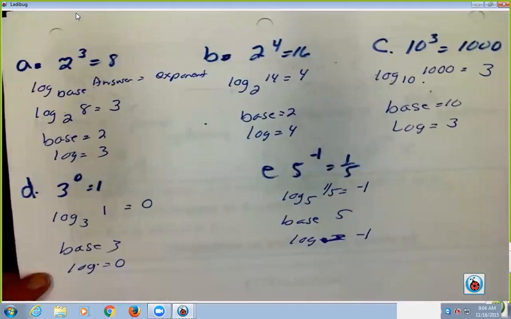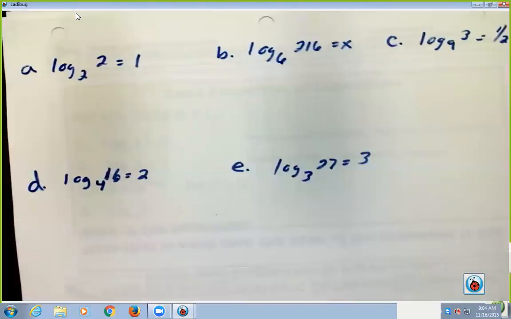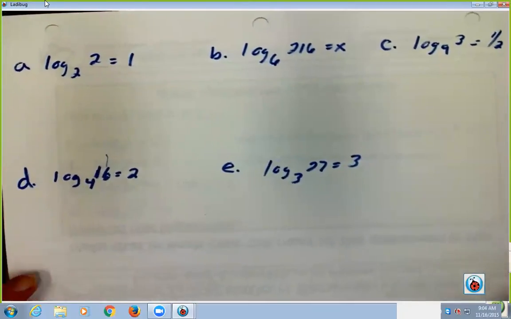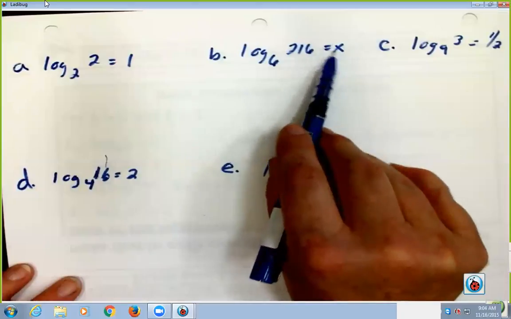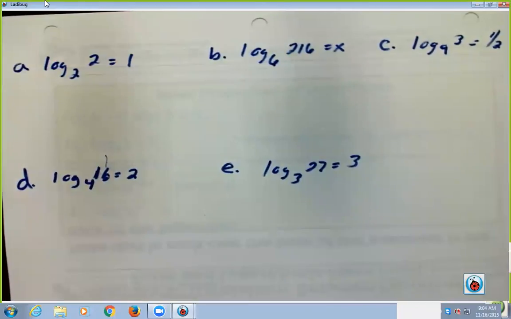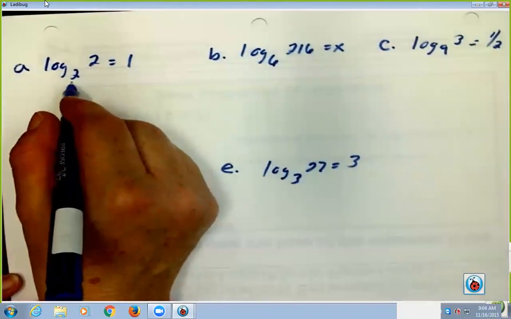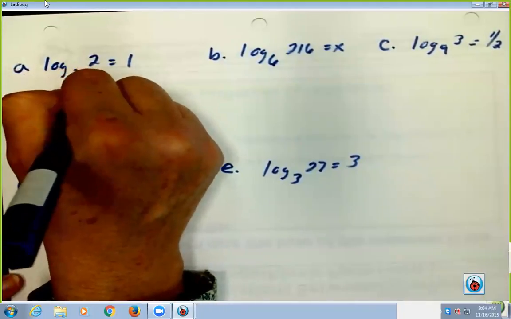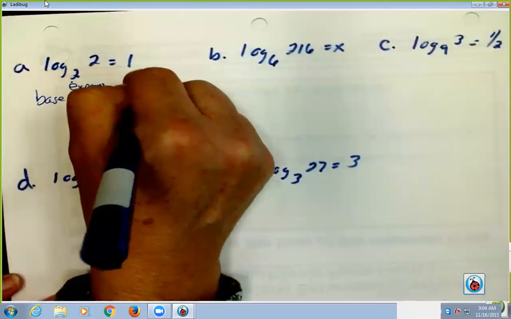Then if we switch it back and we go from logs to exponential form, a lot of times it's going to help us come up with what an answer will be for our whole problem, because we're going to get into having x's in here and things that we don't know. If we put it back into exponential form, sometimes it helps. So if I go back into exponential form, you have base exponent equals answer.